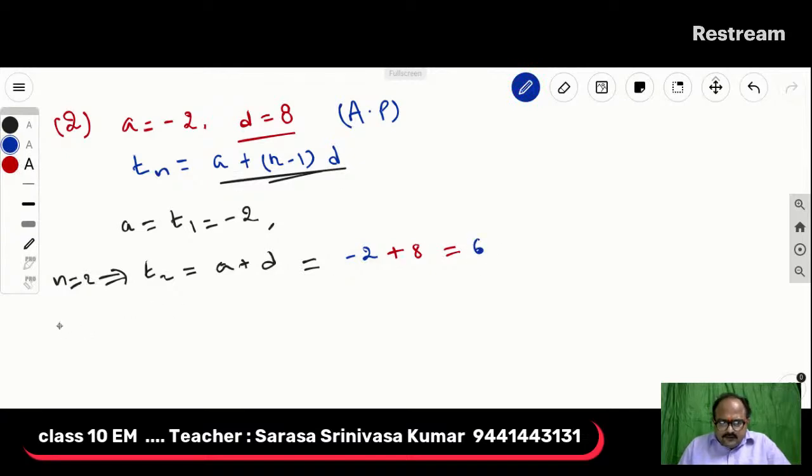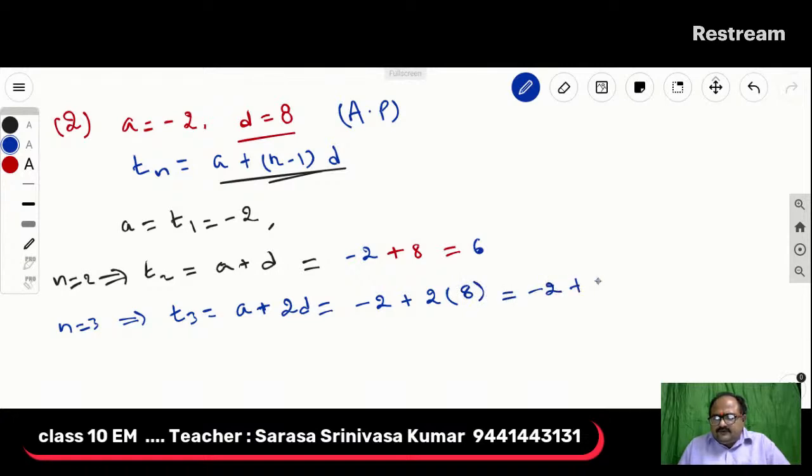Next, n equal to 3. This implies T3 equal to a plus 2d, using this formula, n minus 1, that is 3 minus 1. What is 3 minus 1? 2. So I directly write a plus 2d. This is equal to minus 2 plus 2 multiplied by 8. This is equal to minus 2 plus 16 equal to 14. This is T3.